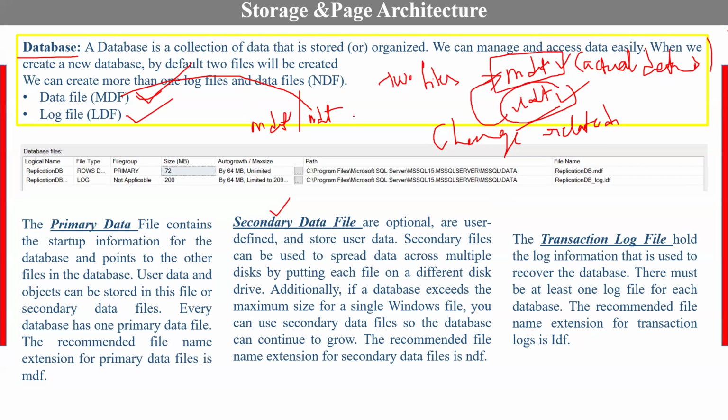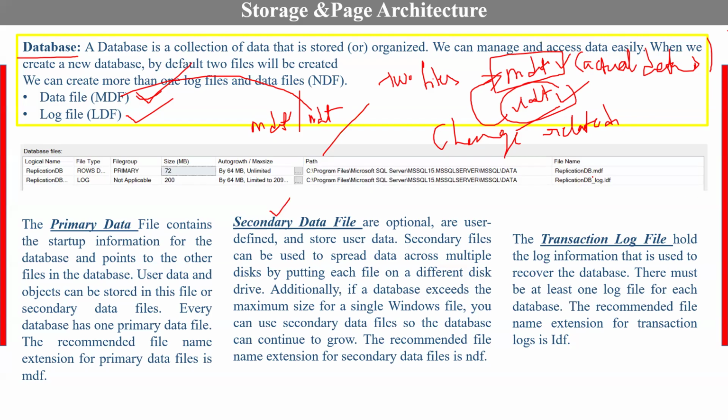Or I am going for partition. Or my disk does not have the capability to grow beyond 2 terabytes, so I created a new disk and a new file. What file am I creating? NDF files, the secondary data file. You can create n number of secondary data files. This is also a data file only, please don't think it is different. Technically you call it a secondary data file, and that is the technical naming.